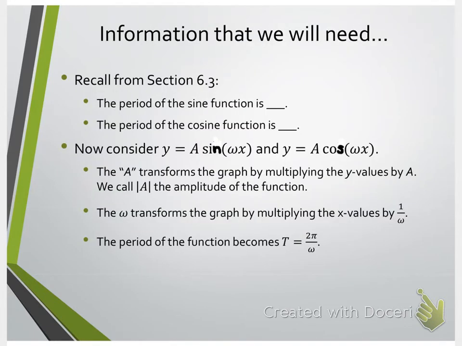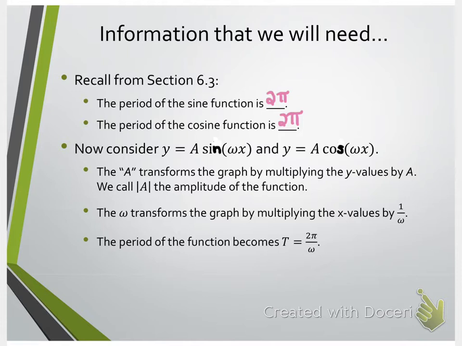I have information. Okay, so from 6.3, do you remember what the period for the sine function and the cosine function are? For both of them, it's 2 pi. So it's 2 pi for both the sine and the cosine. And what that means to you is that in a period of 0 to 2 pi, you see what the whole entire graph looks like. After you go past that, it starts repeating itself. It's periodic.